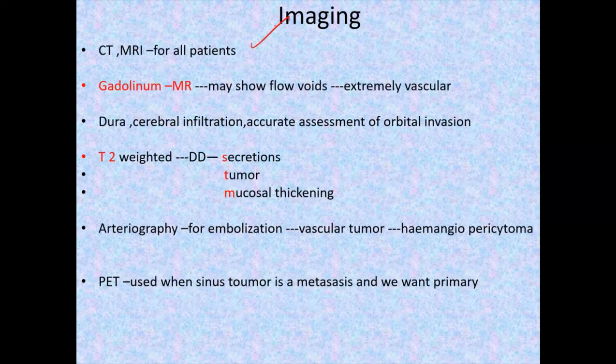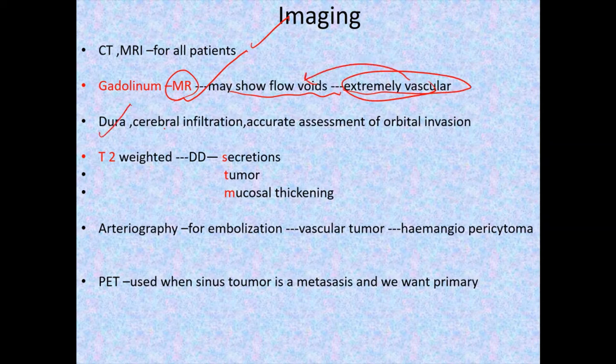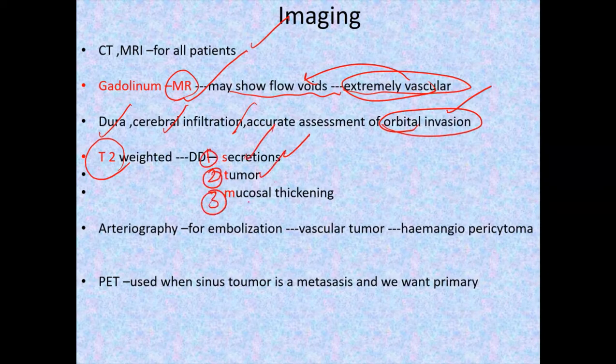CT and MRI are a must. Gadolinium contrast MRI is a must, and shows flow voids. It is an extremely vascular tumor, so they show flow voids on the gadolinium MRI. Dural and cerebral invasion, and accurate assessment of orbital invasion also has to be done. On T2 weighted MRI, you can differentiate secretions, tumor, and mucosal thickening.